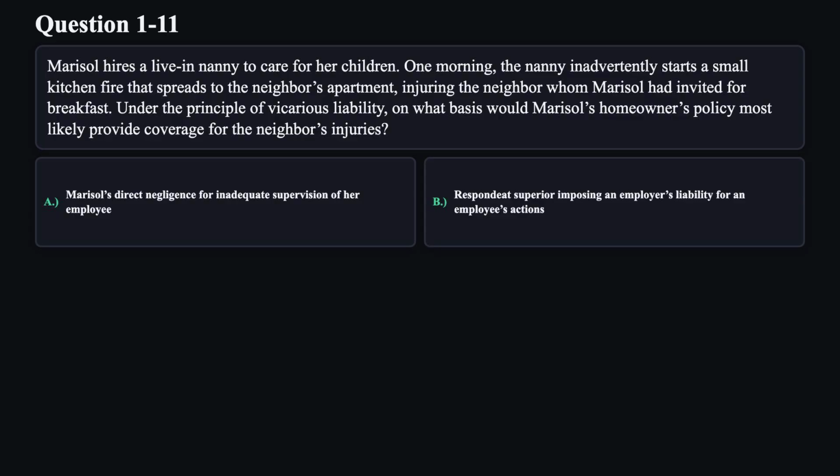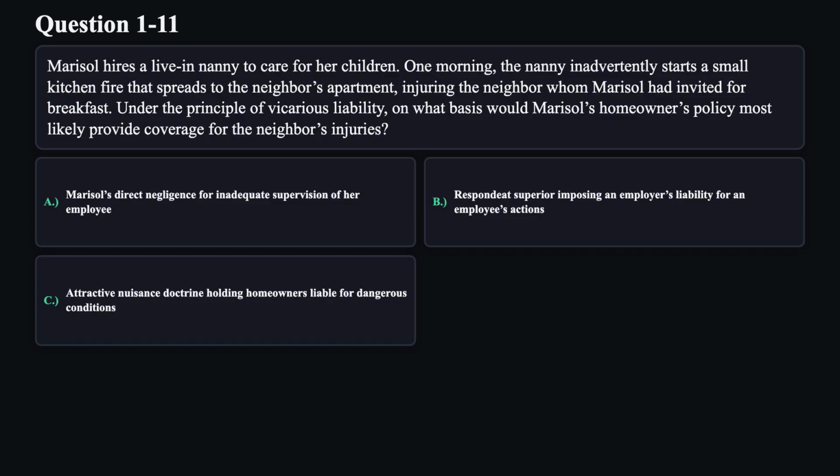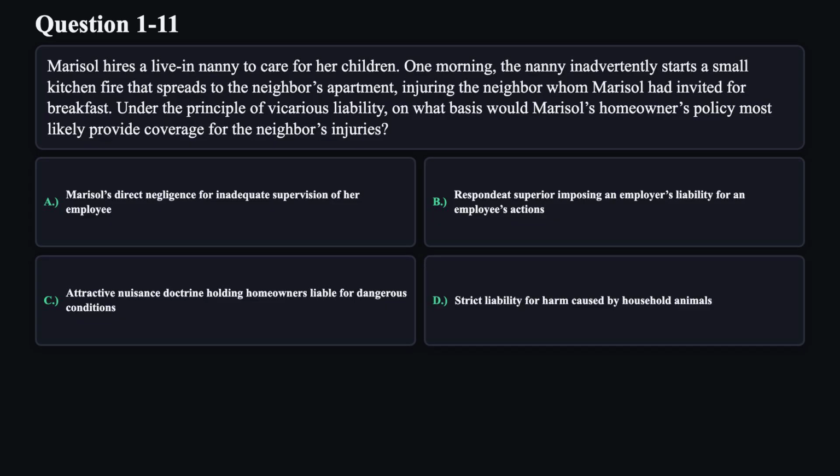B. Respondeat superior imposing an employer's liability for an employee's actions. C. Attractive nuisance doctrine, holding homeowners liable for dangerous conditions. D. Strict liability for harm caused by household animals.